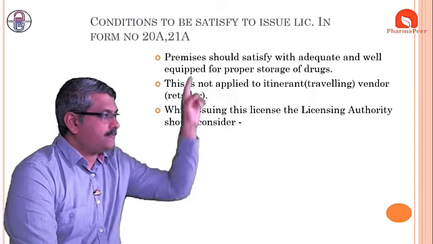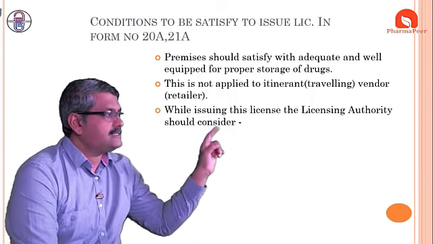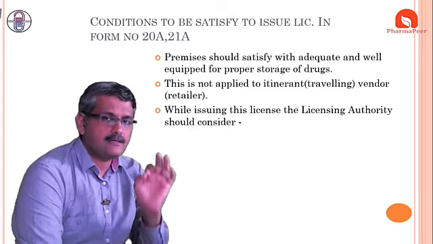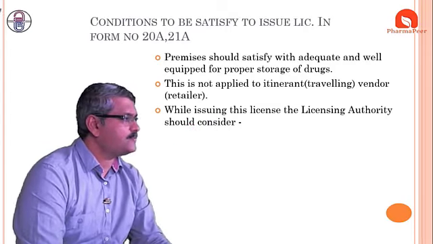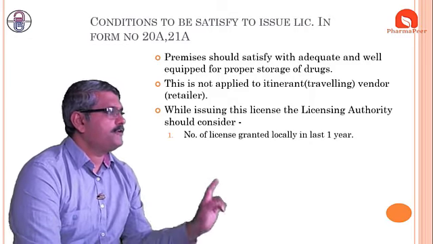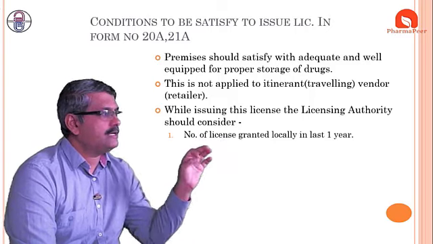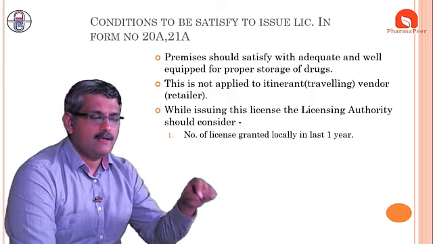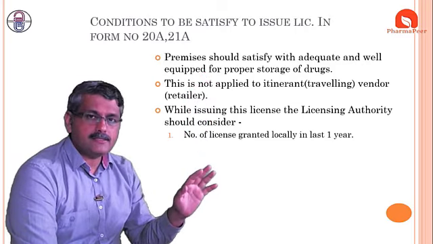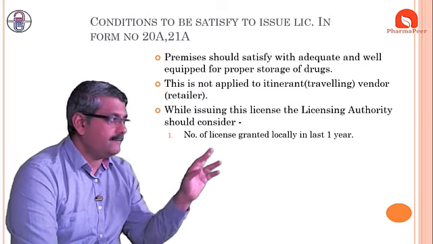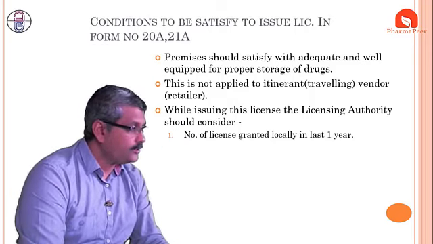While issuing this condition is not applicable for this. While issuing these licenses, licensing authority should consider a few points. What are these points that they have to consider? First one is the number of licenses granted locally in the last 1 year. In what year we are issuing such type of licenses? In that area, how many licenses have we already issued?